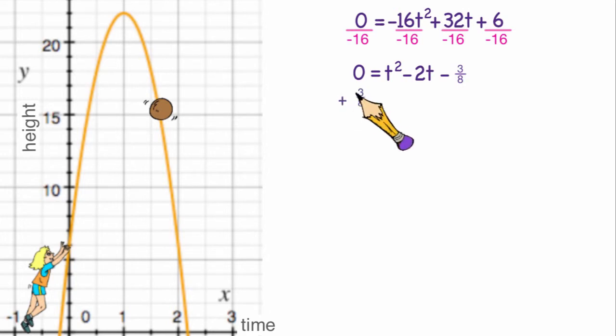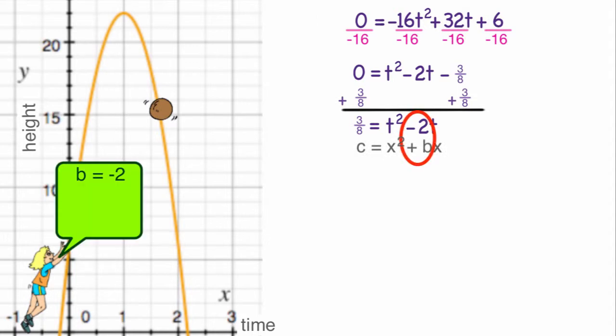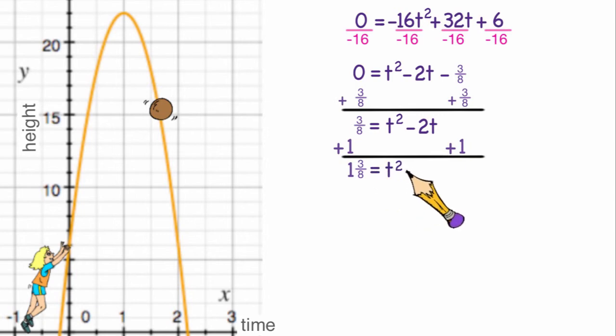Now we're going to add 3/8 to both sides of the equation. We don't want that on our side with the square. So I get 3/8 is equal to t squared minus 2t. Now we need to add the number that would complete the square. Remember that was 1/2 b quantity squared. Well, 1/2 of negative 2 is negative 1, and when we square that, we get 1. So we'll add 1 to both sides of the equation, giving us 1 3/8 is equal to t squared minus 2t plus 1.